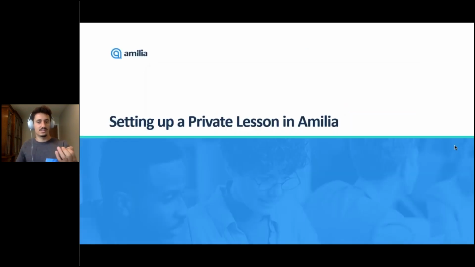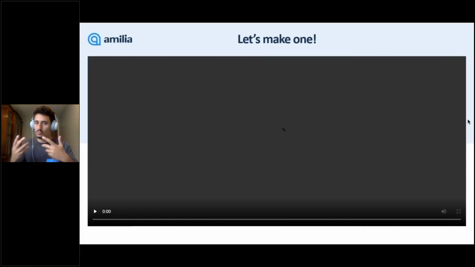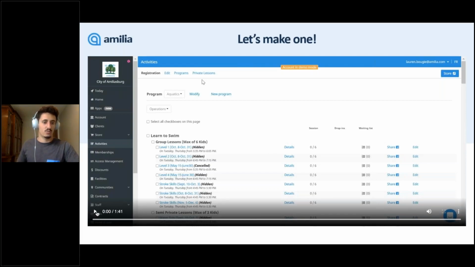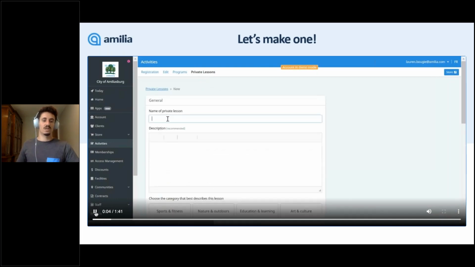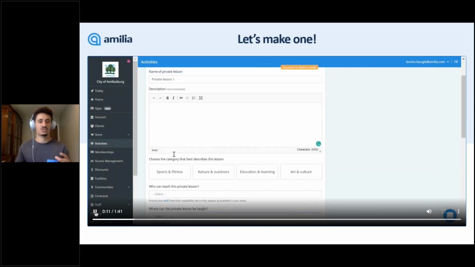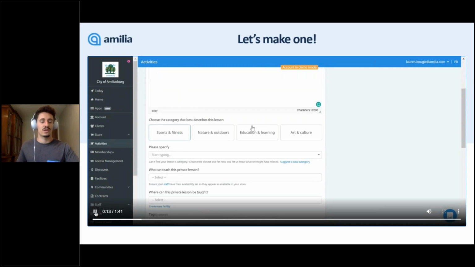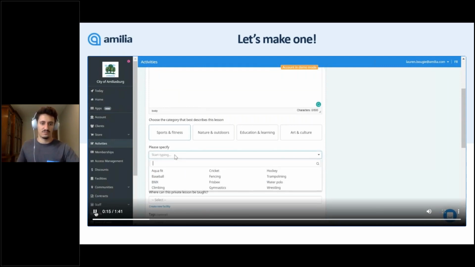Setting up private lessons in Amilia. Let's go over how to make one. First off, go into the activities tab, private lessons, and click on new private lessons. You can enter a name and a description, in this case, private lesson 1. Then you will have to choose a category that best describes the lesson. In this case, we're going to give a swimming private lesson, so sports and fitness.